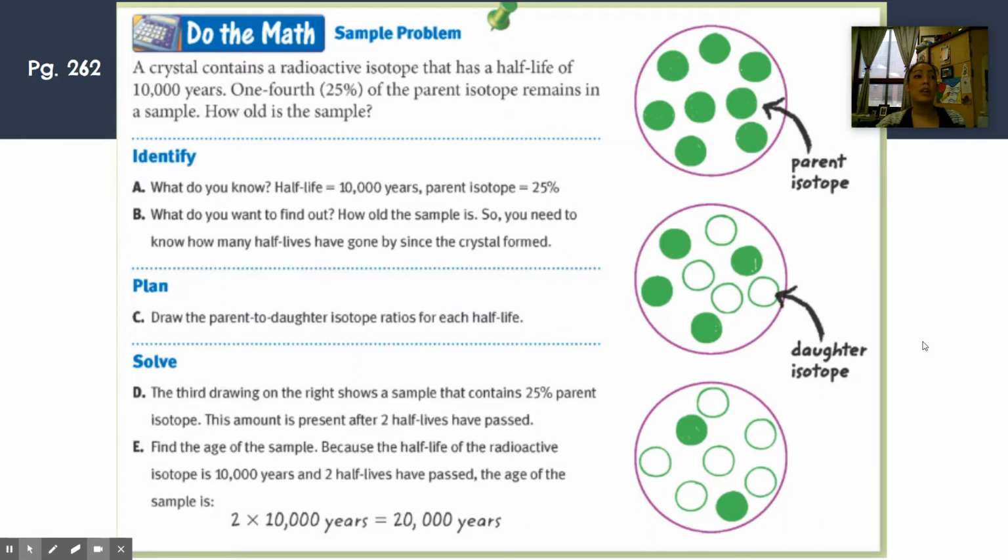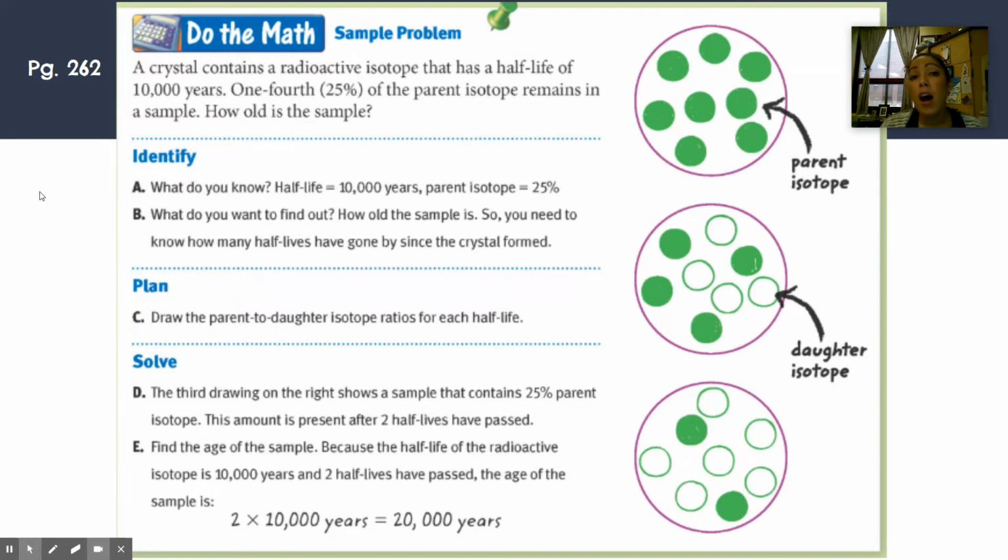Okay, so in your book on page 262, we see this example. The book is going to walk us through, and then we'll do an example together. It says a crystal contains a radioactive isotope that has a half-life of 10,000 years. So we know it takes 10,000 years for this crystal to go from radioactive 100% to 50%. 1/4 of the parent isotope remains in a sample. So 25% of it is still radioactive parent. How old is the sample?